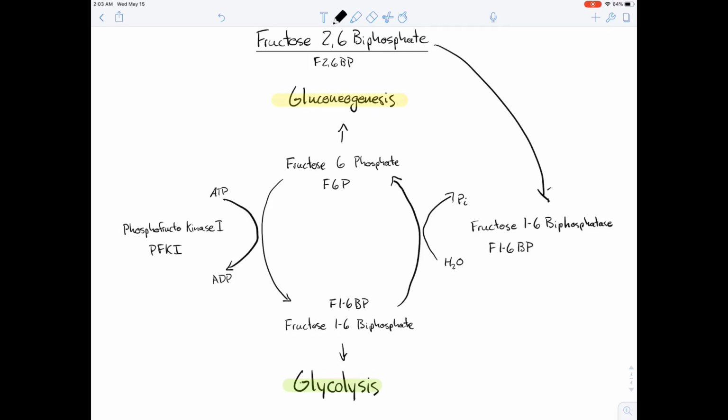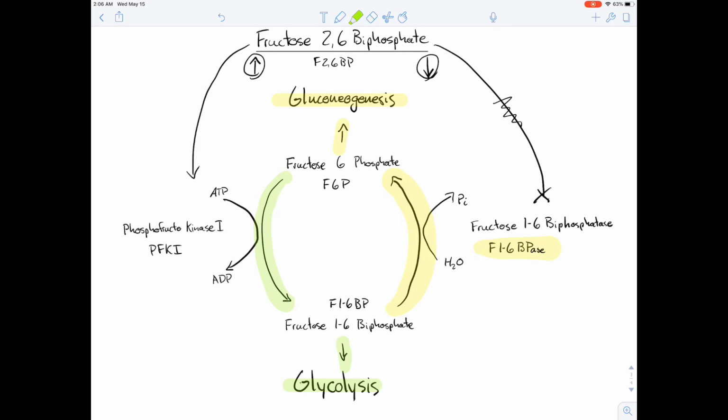F26BP acts as an inhibitor of fructose 1,6-biphosphatase. So, when F26BP is low, fructose 1,6-biphosphatase becomes more active. This leads to more F16BP being converted into F6P, guiding the reaction towards gluconeogenesis. However, when there is a higher amount of F26BP present, this reaction is inhibited, and the reactions for glycolysis are stimulated.